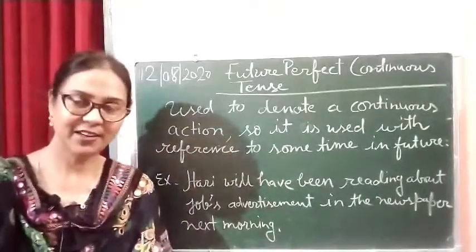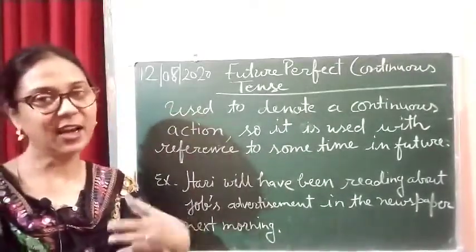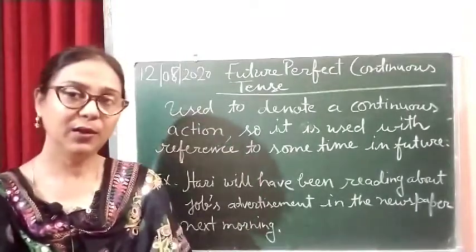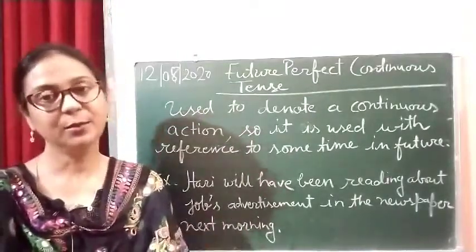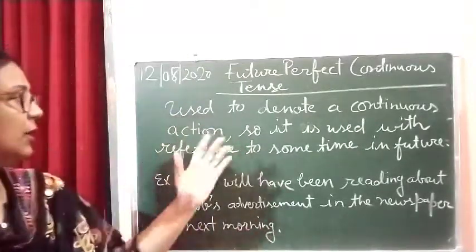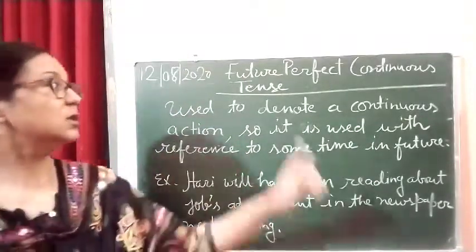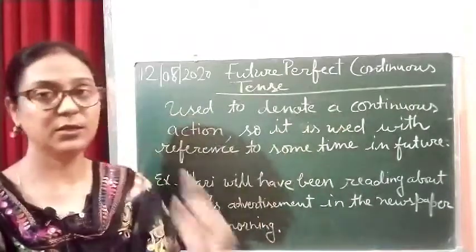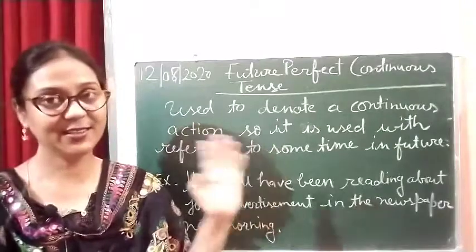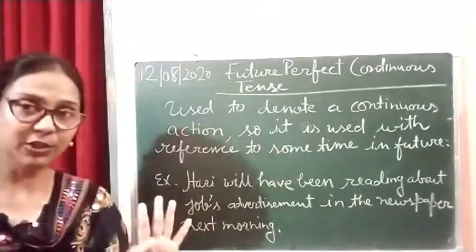As we have studied future continuous tense, this is the continuous motion and action which will take place in future, but in the continuous motion. Now we are going to learn about future perfect continuous tense. This is future perfect continuous tense. This is the fourth form of future tense.